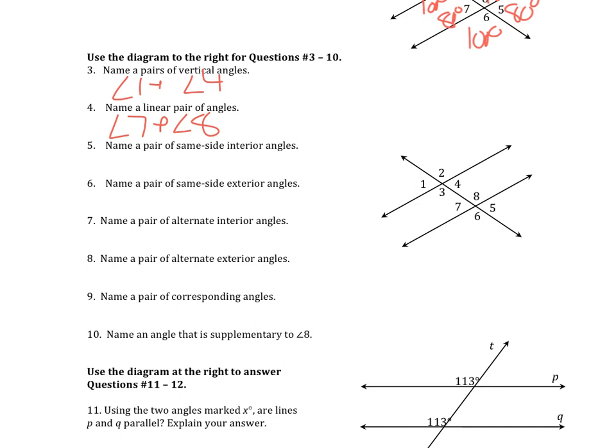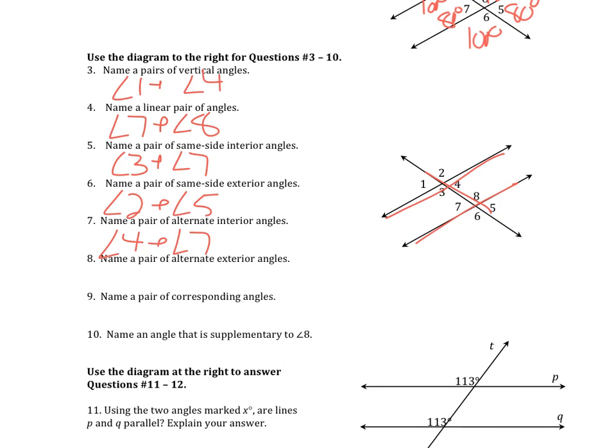Same side interior. So same side interior means it's going to be in between our lines and on the same side of that line. So in that case, we can go angle 3 and angle 7. Same side exterior means now we're going to be on the outside of those two lines. So let's go angle 2 and angle 5. Alternate interior. Alternate is opposite. Interior, we're inside. So angle 4 and angle 7.